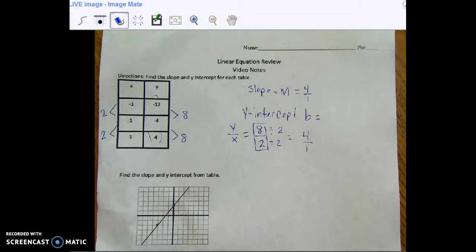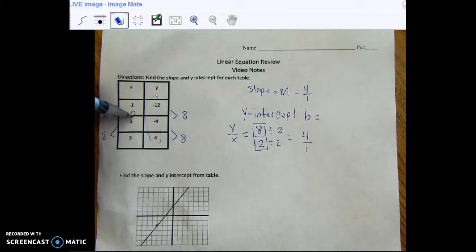To find the y-intercept, I need to find where 0 will be in the x values. So I'm looking here, and I'm looking where would 0 fit. Think about it. Where will 0 fit? From -1 to 1, 0 goes right in the middle.